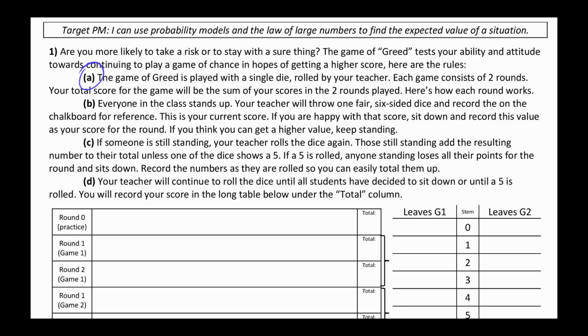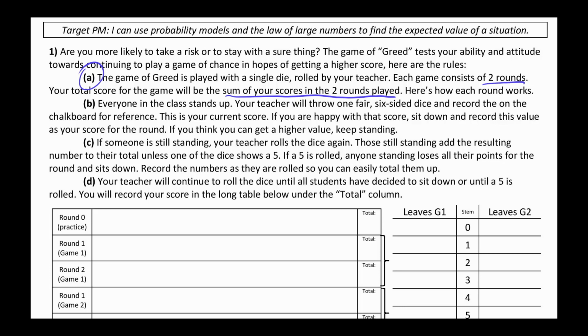There's one person rolling. A game consists of 2 rounds, like a college basketball game where you have a first half and a second half, and your total score for the game is the sum of your 2 scores. So here's how it works. Everyone in the classroom is going to stand up. The teacher throws the die, and whatever value is showing, you write down on the chalkboard.